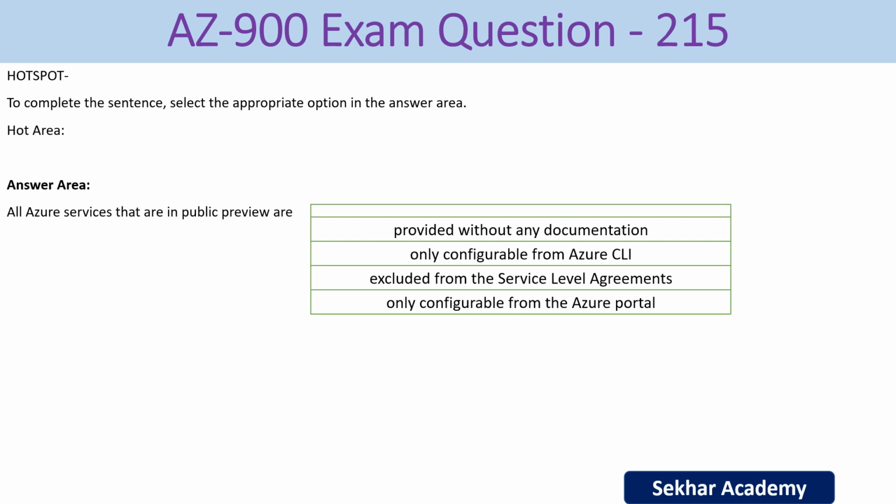AZ-900 exam question number 215. To complete the sentence, select the appropriate option in the answer area. All Azure services that are in public preview are, options we have, provided without any documentation, only configurable from Azure CLI, excluded from the service level agreements, only configurable from the Azure portal. The right answer is excluded from the service level agreements. So the right answer is excluded from the SLA.